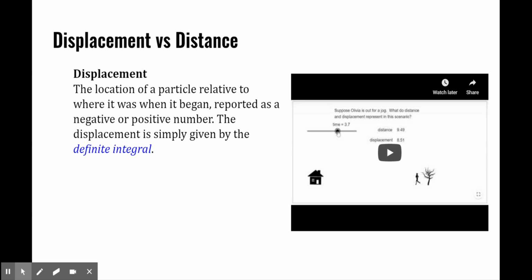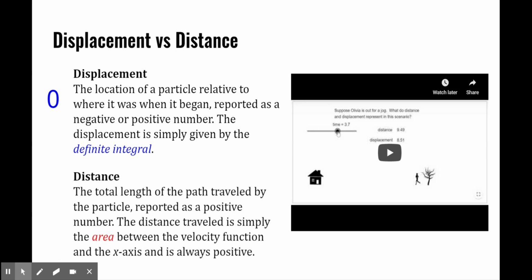The displacement of a particle is its location relative to where it was when it began, reported as a negative or positive number. The displacement is simply given by the definite integral. In this example, Olivia's displacement was 0. The distance traveled by a particle is the total length of the path traveled by the particle, reported as a positive number. The distance traveled is simply the area between the velocity function and the x-axis, and is always positive. In this example, Olivia's distance traveled was 18 meters.